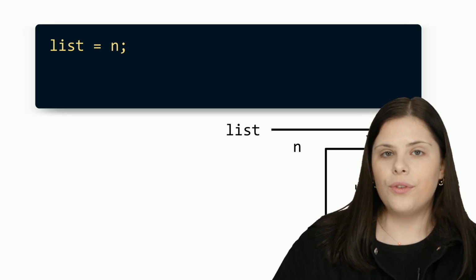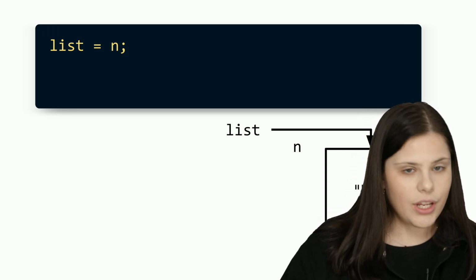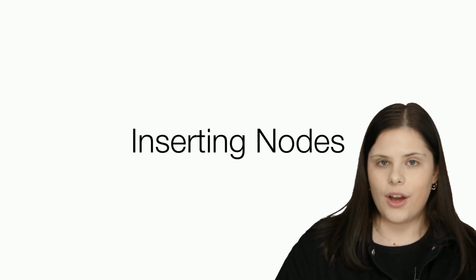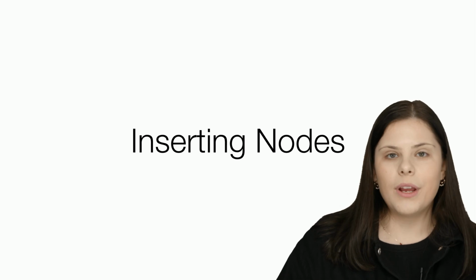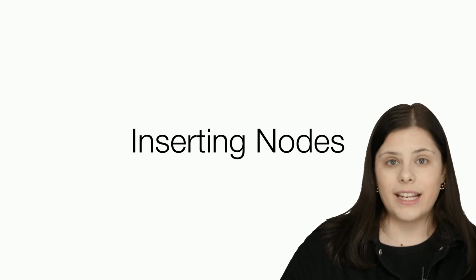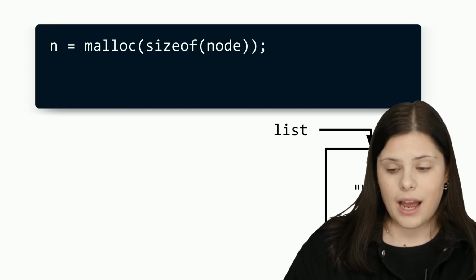Okay, let me go through the next chunk and then pause again. So now let's talk about inserting nodes, right? We will definitely have one or more nodes to deal with. So how can we go about actually creating this linked list, not just one node at a time?